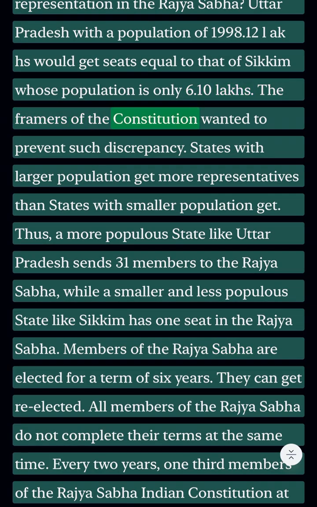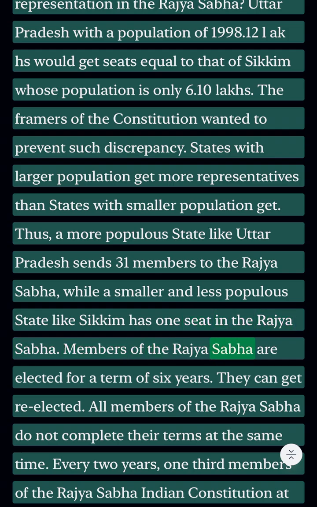The framers of the Constitution wanted to prevent such discrepancy. States with larger population get more representatives than states with smaller population get. Thus, a more populous state like Uttar Pradesh sends 31 members to the Rajya Sabha, while a smaller and less populous state like Sikkim has 1 seat in the Rajya Sabha.